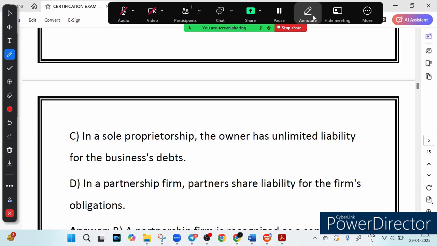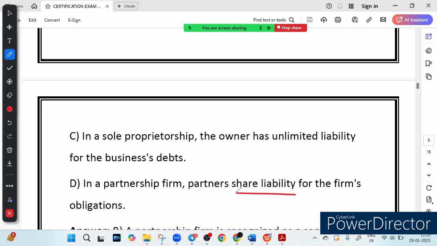And option D says that in a partnership firm, the partners share liability for the firm's obligation. Yes, this is correct, because partners share both the profit and liability of the business. They share the profit, and they share the liabilities also. So if one partner defaults, the other partner can also be held liable for the firm's obligation. In a partnership of 3 people, if one partner disappears, the remaining 2 are still responsible for settling the debt.